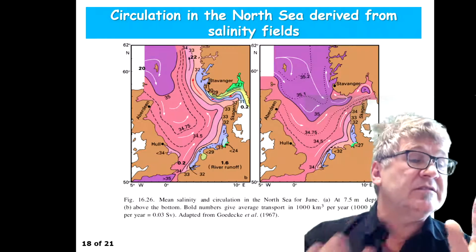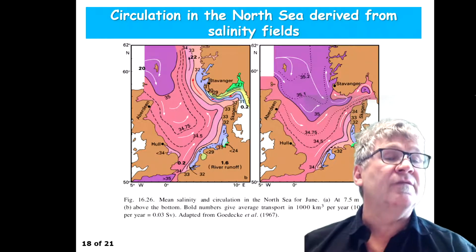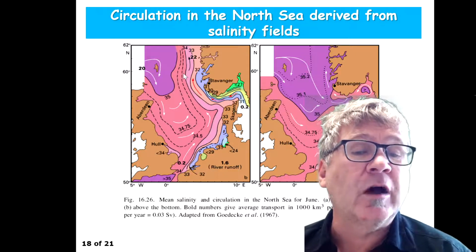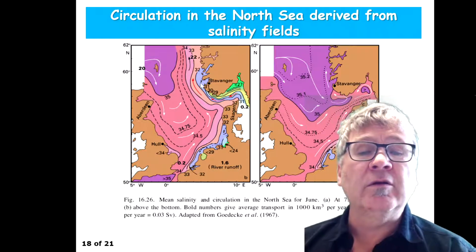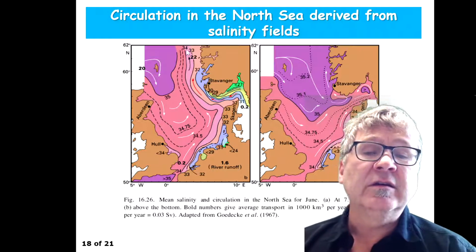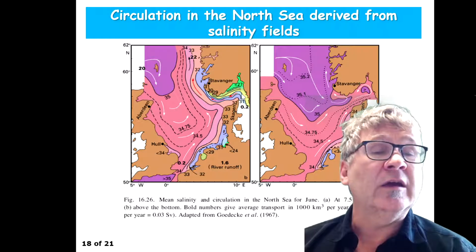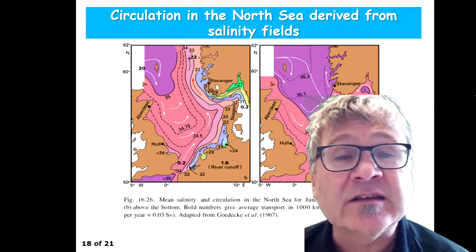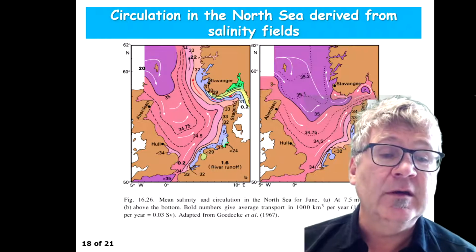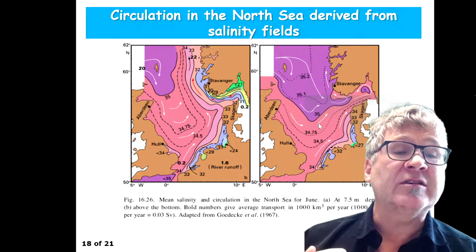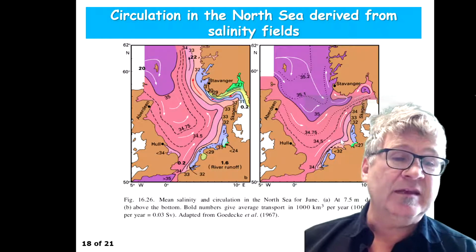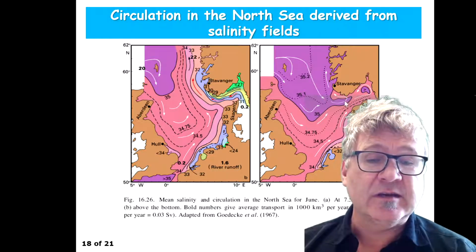And the biggest changes that you can see here is near the surface, you get an outflow from the Baltic Sea. Freshwater outflow flowing along the Norwegian coastline into the North Atlantic. And why it follows the coastline like this is because of the Coriolis force. And then near the bottom, you actually have a flow in the opposite direction, into the Baltic Sea.